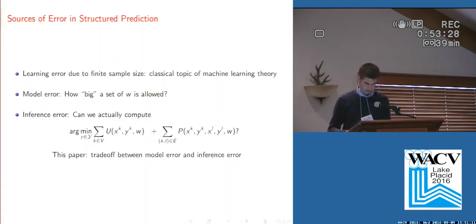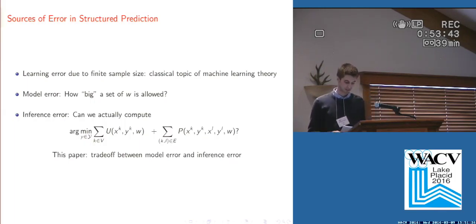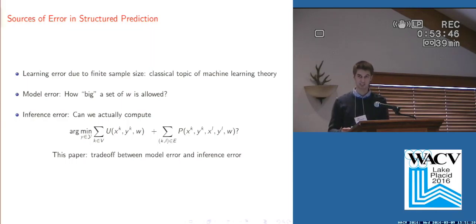In structured prediction, there's typically three sources of prediction error. There's learning error due to the finite sample size, there's model error resulting from the chosen model class, and there's inference error resulting from suboptimal inference. This paper shows that there is a trade-off between model error and inference error. Previous works have chosen to eliminate inference error altogether at the expense of model error. This paper shows that you can relax the assumption of having no inference error.